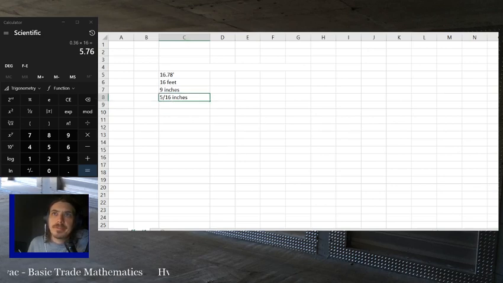You can either say you got 5/16, or if you'd rather round it up and be closer to it, 6/16 of an inch, which we'll simplify to 3/8. Pretty simple.